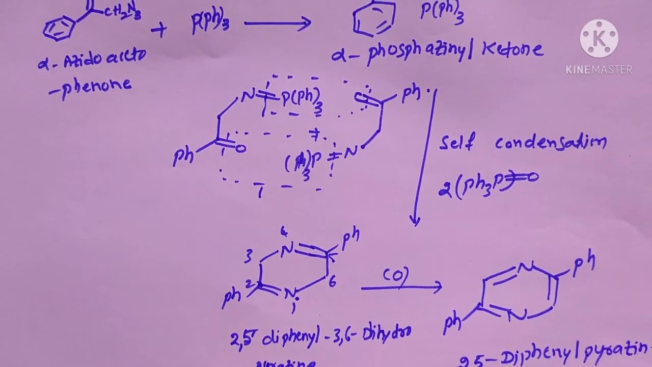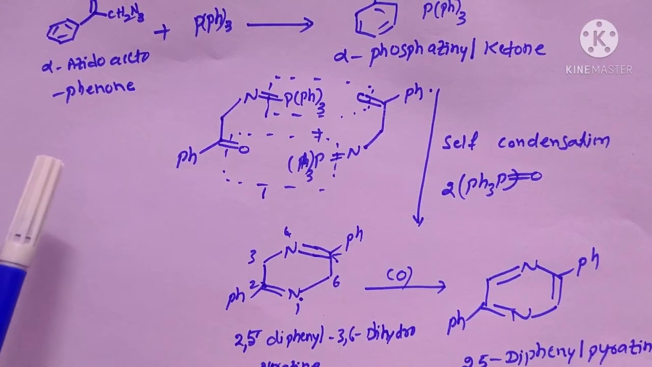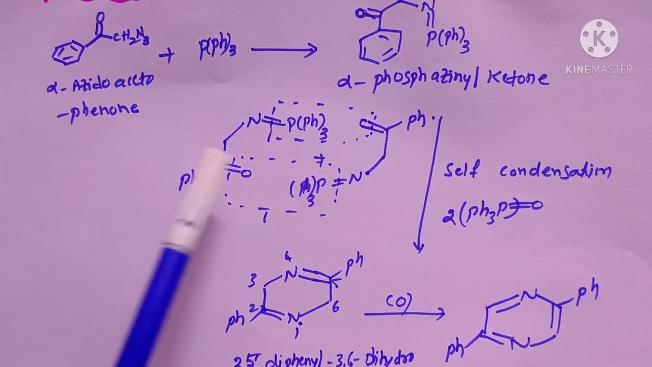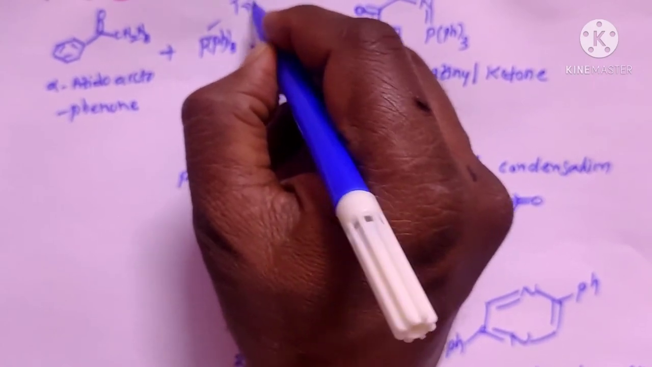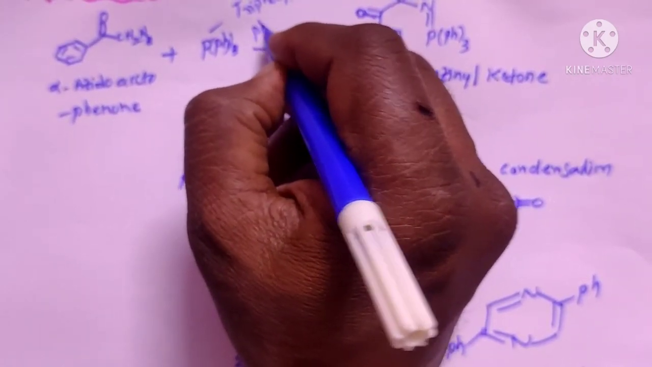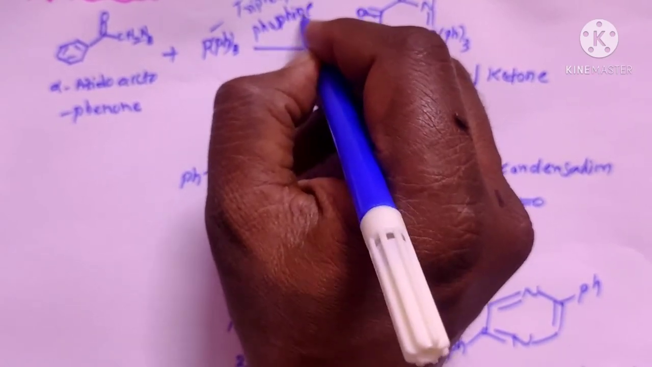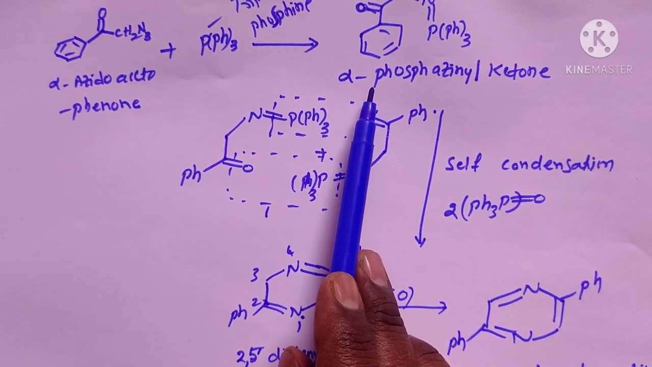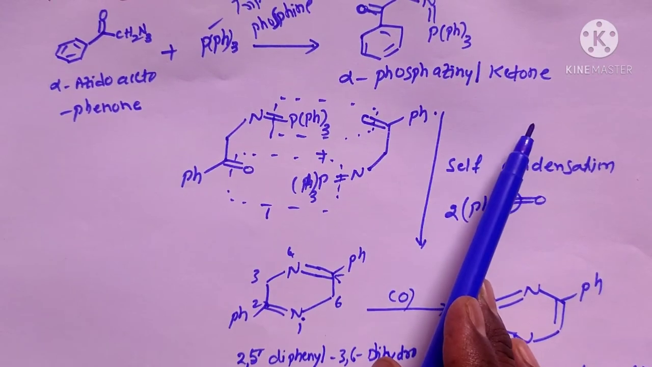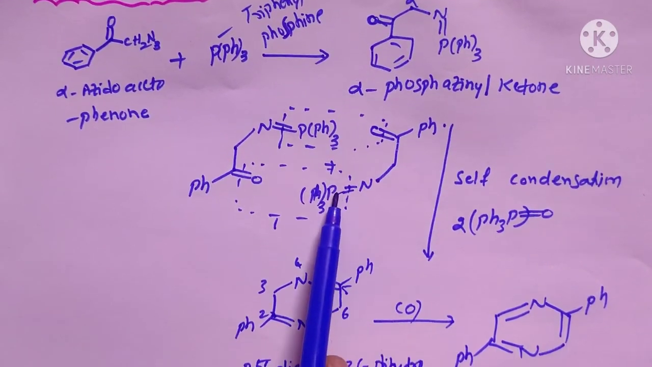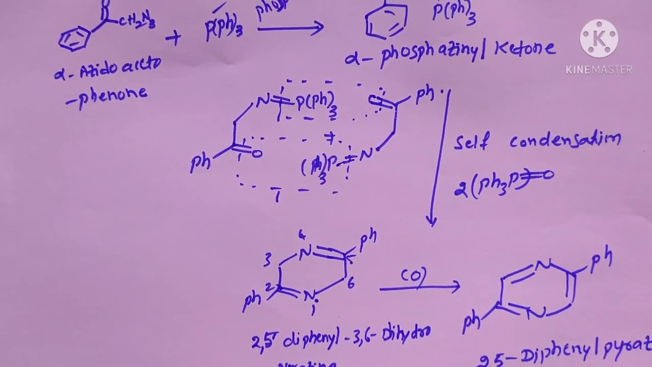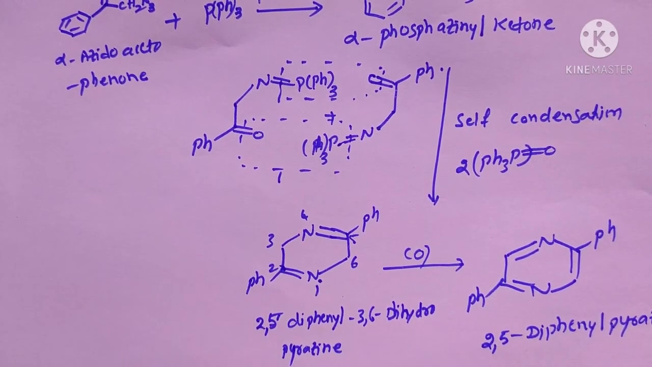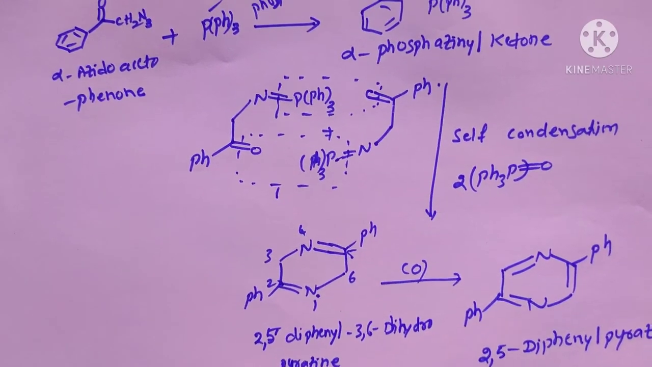So in Aza-Wittig reaction, we take the alpha azido acetophenone as the starting material. And we treat this with the triphenyl phosphine. So we get a condensed product, that is the alpha phosphoryl ketone. This further undergoes self condensation, and we get a reduced product of the pyrazine. This one on oxidation gives us the pyrazine product, okay?